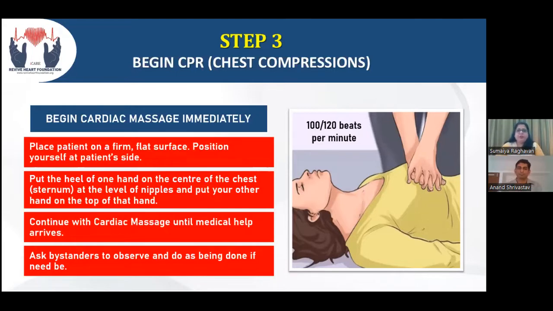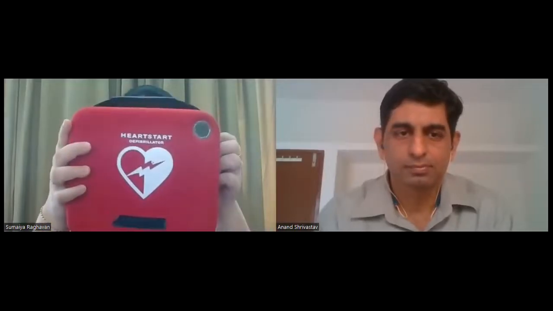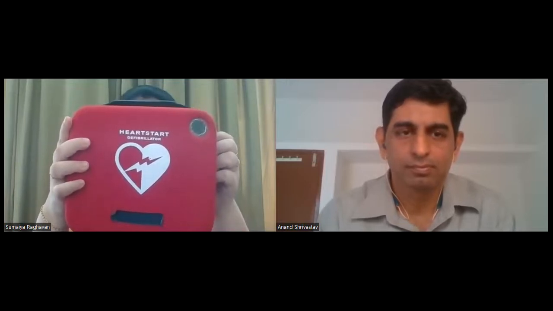So we're going to go to our fourth step now, where we're going to learn how to use the AED machine. So this is an AED machine. The full form is automated external defibrillator. It's also called a shock machine. In case you've seen this machine in any other shape or color, please do not worry. There are different manufacturers, but they all work the same way.